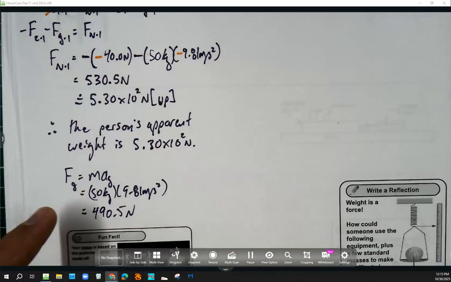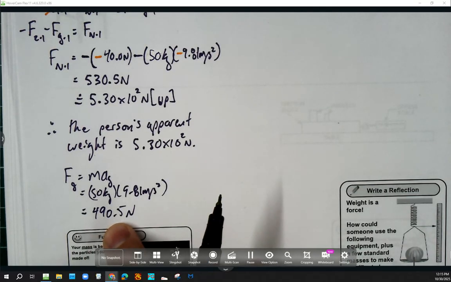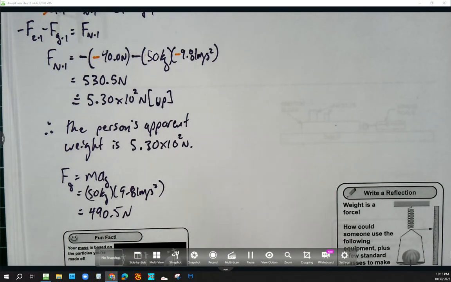And some people are like, well, wait a minute. I measure my weight in pounds. And if you didn't know this already, we're measuring weight in newtons. Pounds is a unit of force. Pounds is not actually a unit of mass. And so if anybody's confused about that, that's the case. Pounds is a unit of force.